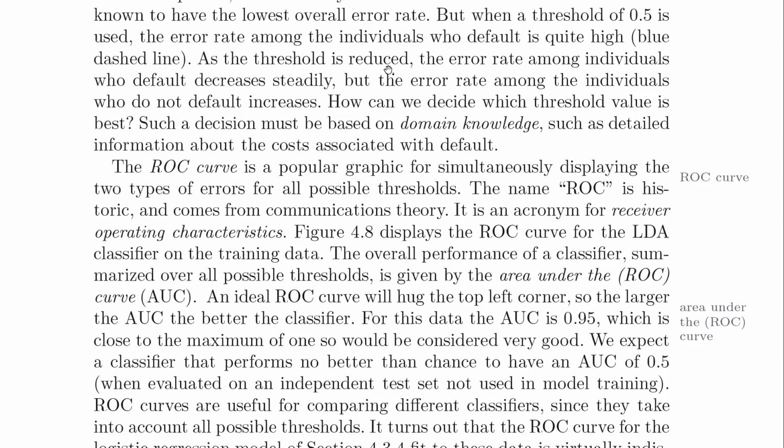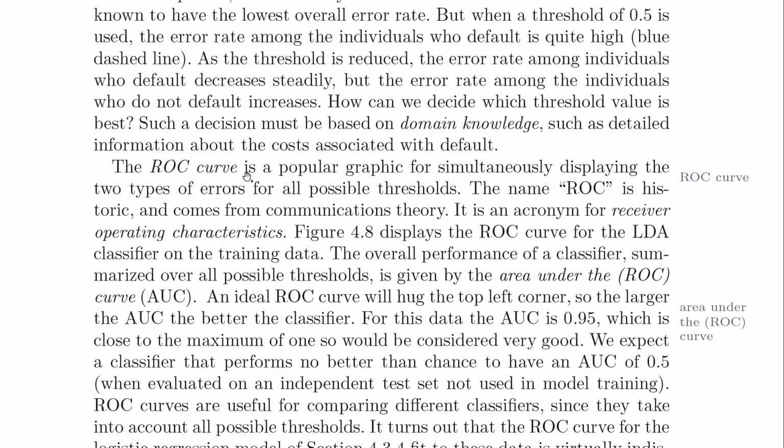As the threshold is reduced, the error rate among individuals who default decreases steadily, but the error rate among the individuals who do not default increases. How can we decide which threshold value is best? Such a decision must be based on domain knowledge. What we mean by domain knowledge is knowledge and experience of the industry that you're working within, such as detailed information about the costs associated with default.